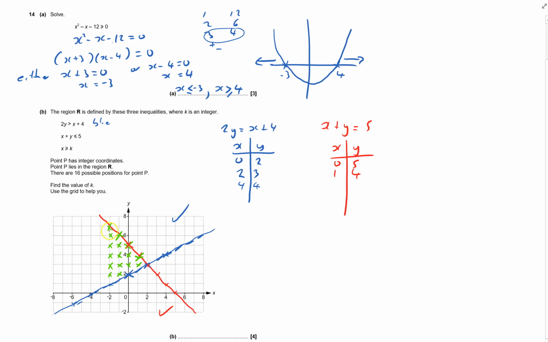And now we should be able to do it. X is greater than or equal to k. So that means if I draw the line down there, that means that x will be greater than or equal to negative 2. And that's what I want. So the k is negative 2, my answer. And that's quite a tricky question. And that's 14 done.